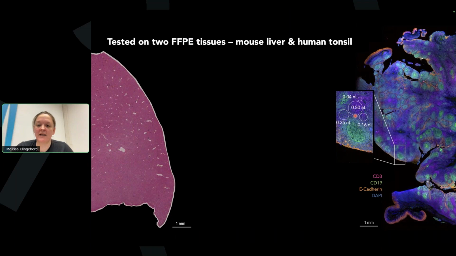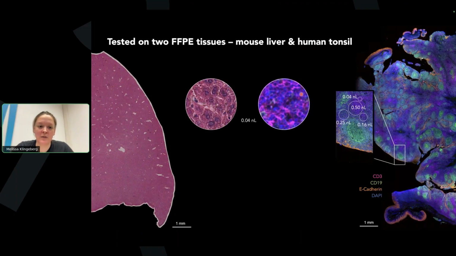For this project, we decided on collecting 4 different tissue volumes, starting from very small volumes of 0.04 nanoliter up to what I define as big areas, which is very little tissue material of 0.5 nanoliter.